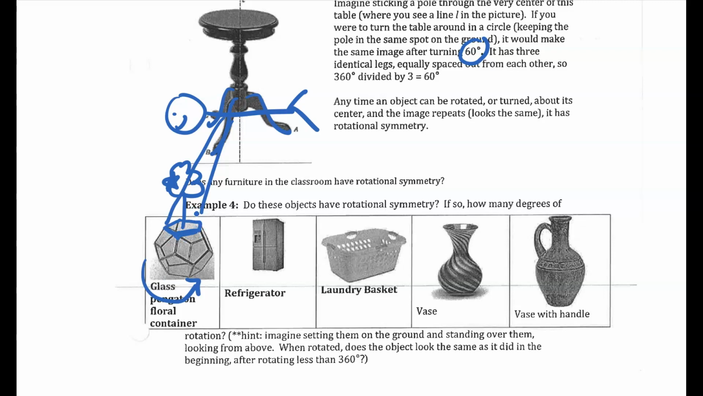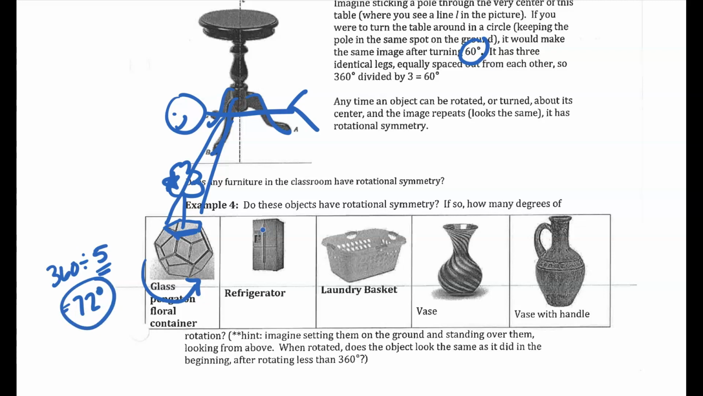Since it's a pentagon, and I'm guessing it's regular just by the shape, I know it's usually not good to just guess, but that's all we have here. It looks like there would be 360 divided by 5, so pentagon is 5-sided, that's why I'm dividing by 5, or 72 degrees of rotation there.